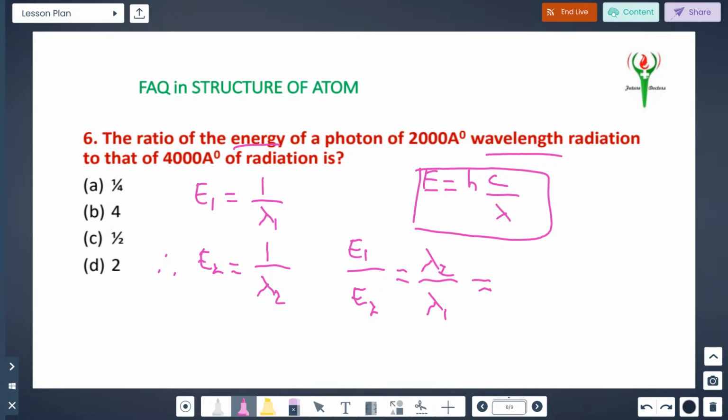So this is for lambda 1. This is for lambda 2. So lambda 2 is what? 4000. Understood? 4000 angstrom by this is what? 2000 angstrom.